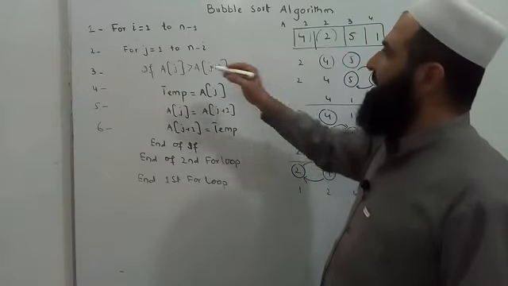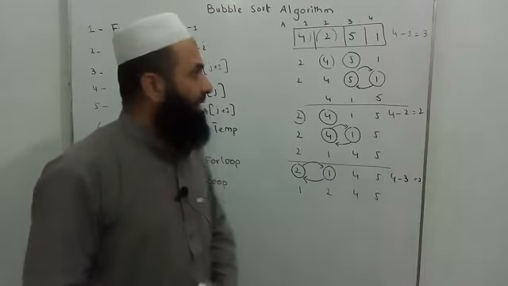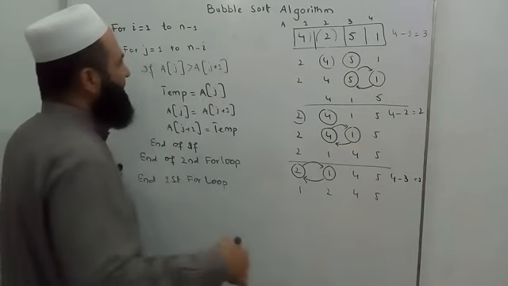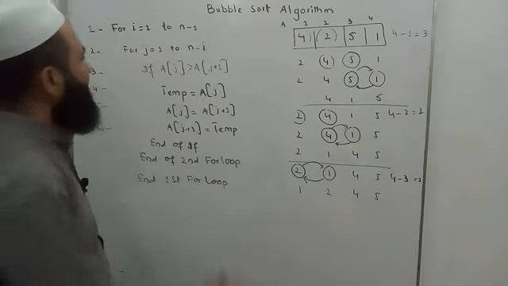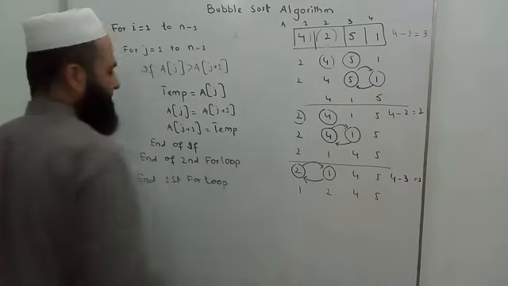first statement. For I is equal to 1, so the value of I is set to 1. I is used as a loop counter variable.